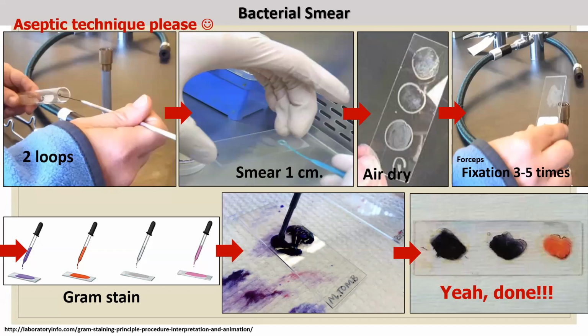Briefly, for gram staining of the bacteria that grow in the liquid media, you can take 2 loops of the sample and then smear onto the slide and try to confine the sides of the smear area into 1 centimeter, and then perform the air dry. And after the sample is dry, you have to fix it with flame using the forceps and do the fixation for 3 to 5 times.